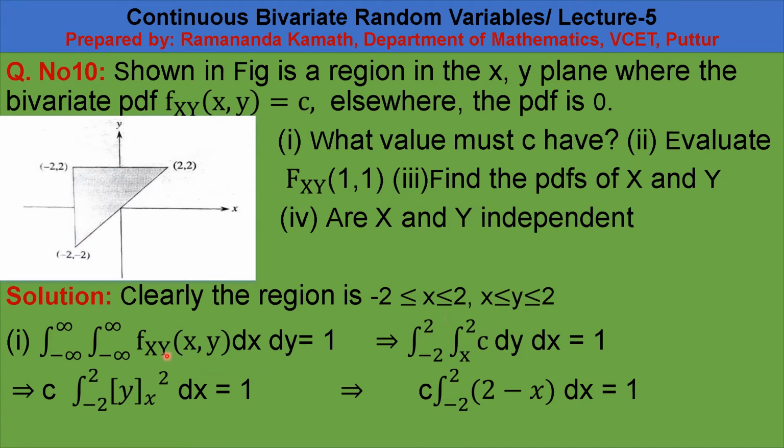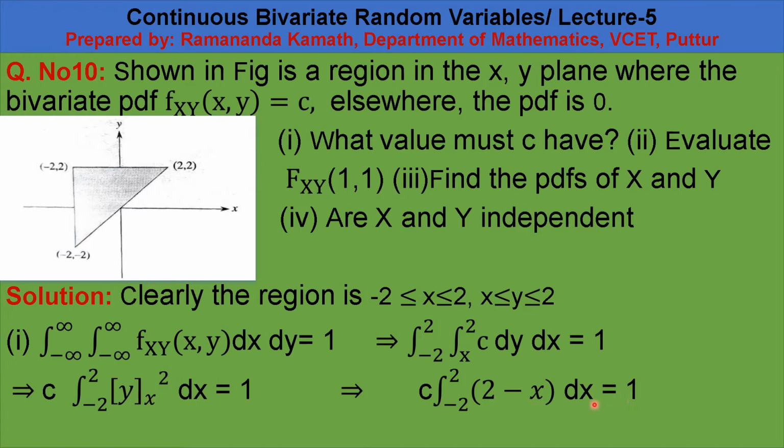fxy of x comma y is c, dy dx equal to 1. c is kept outside the integral sign. c into the integral from -2 to +2, the integral of dy is y, the difference at the upper limit and lower limit x, dx equal to 1. And the difference of y at 2 and x is 2 minus x. So that should be equal to 1.